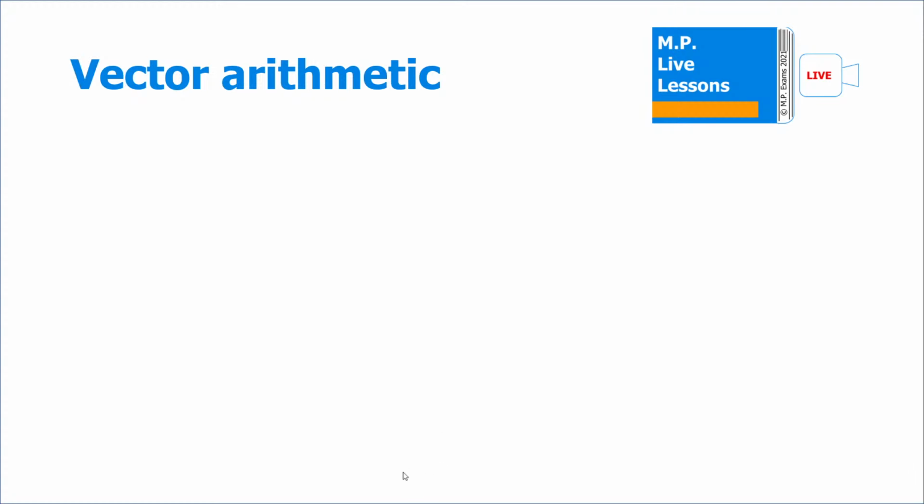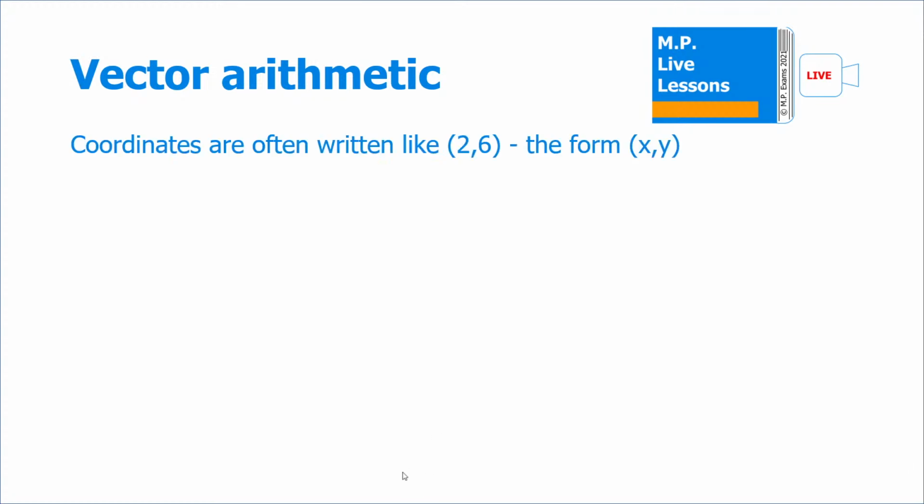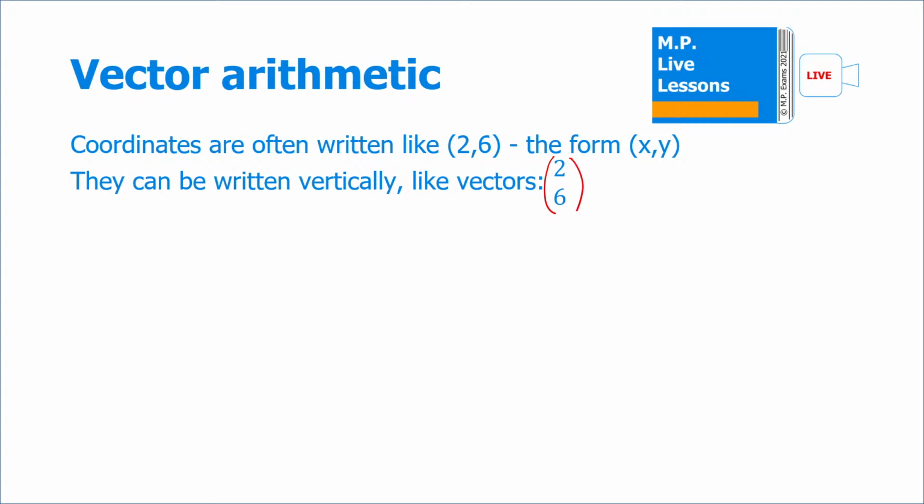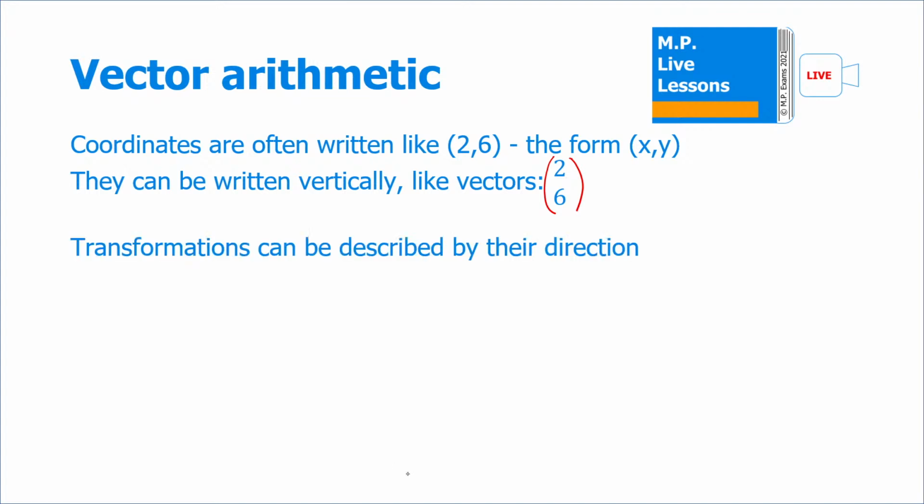Now, you'll need to know about vectors as well. So coordinates can be written like this. So your first number is your x coordinate, the second number is your y coordinate. They can also be written vertically like vectors. So you'd have brackets around these big ones. Now, these points or coordinates can be moved by vectors. So these are called transformations. And they're described usually by that direction. For example, 5 squares to the right, and then 2 squares down. That means they can also be written by vectors, like in the vertical form.